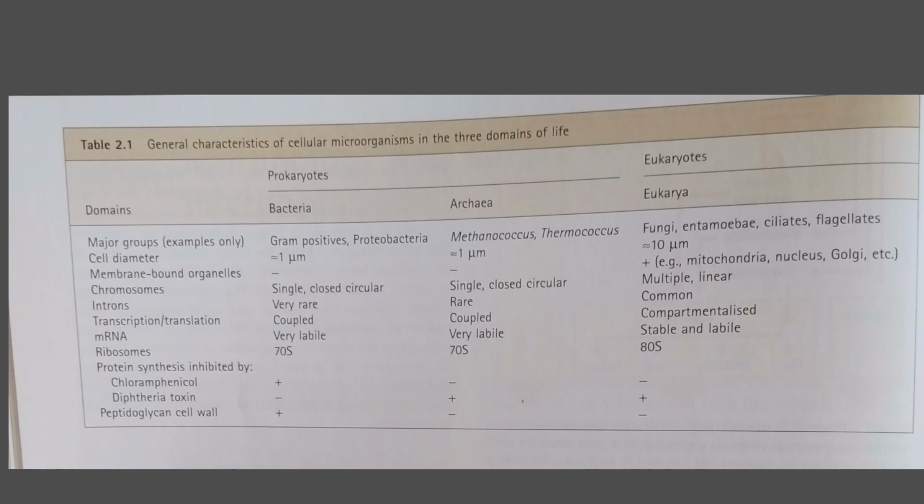having their cell diameter. According to the diameter, gram positive bacteria, proteobacteria and many others have nearly 1 micrometer cell diameter. In the case of archaea, Methanococcus and Thermococcus have a diameter of nearly 1 micrometer. And in eukarya, we see fungi, entomociliates, flagellates, having a diameter of nearly 10 micrometers.